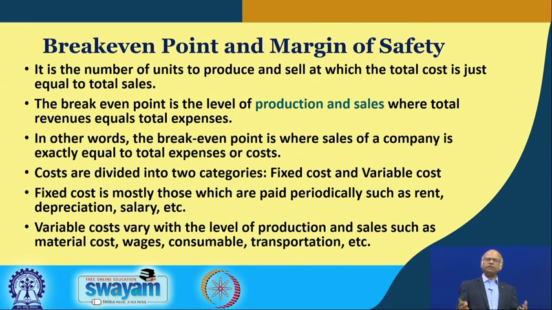Variable cost varies with level of production, meaning that if you produce 1 unit, you incur a certain cost. If you produce 2 units, you incur exactly double that cost, multiplied by 2. If you produce 100 units, the same cost is multiplied by 100. So these kinds of costs are part of variable costs.